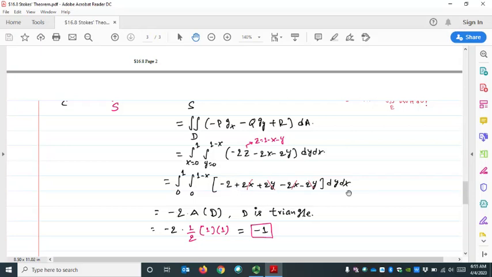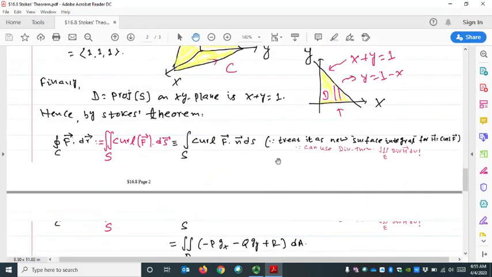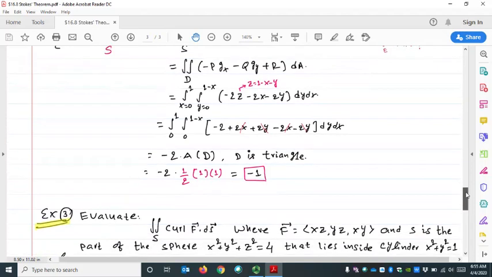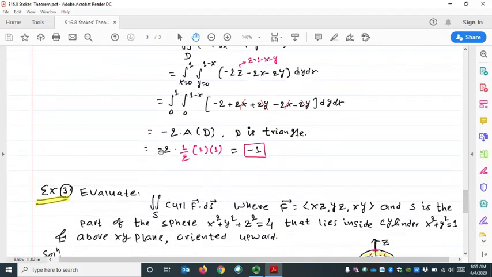Then we are integrating the integrand function 1. That means we are simply finding the area of this region, which is a triangular region. We can use a shortcut method. The area of the triangle is half base times height. So half, this is the base, this is the height. Then this is negative 2 as it is, half base height cancel to negative 1.